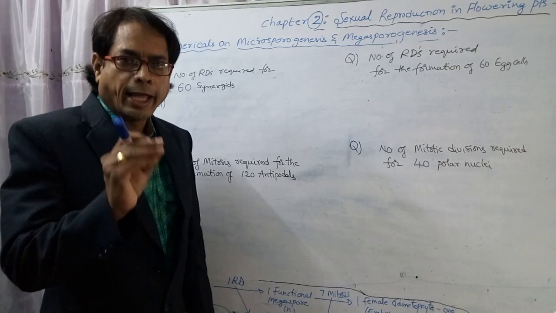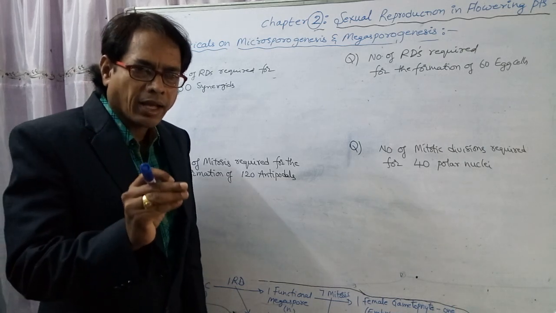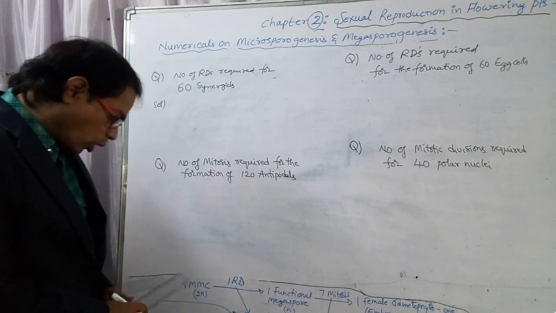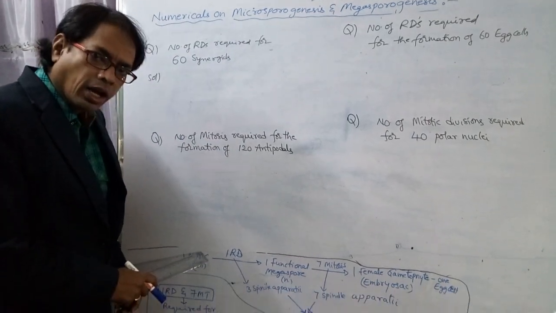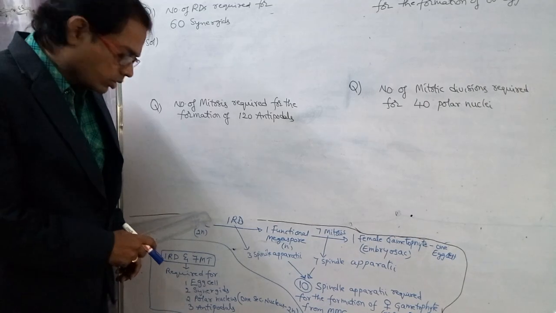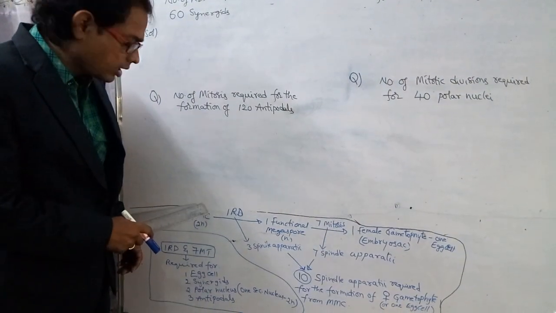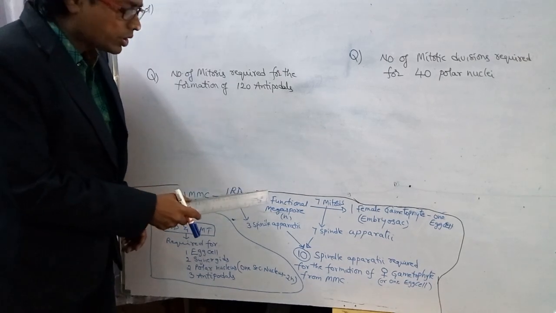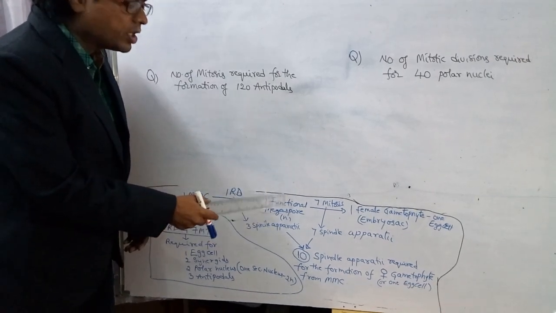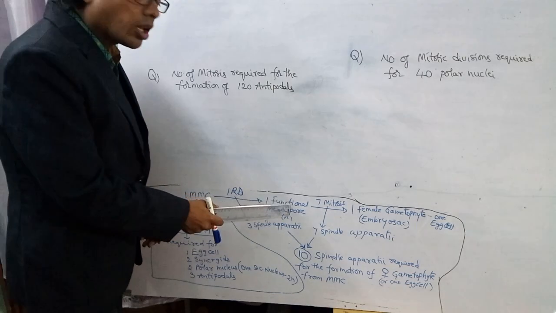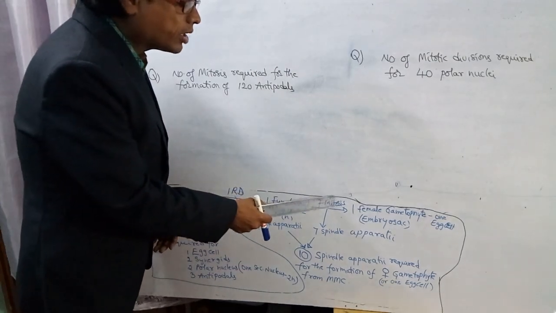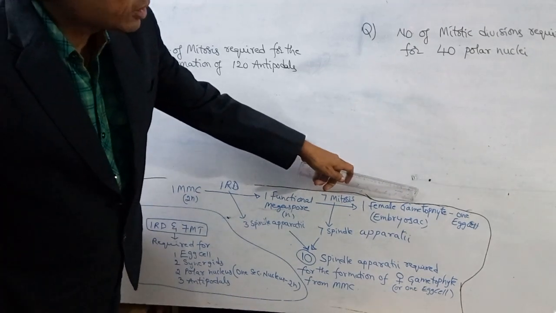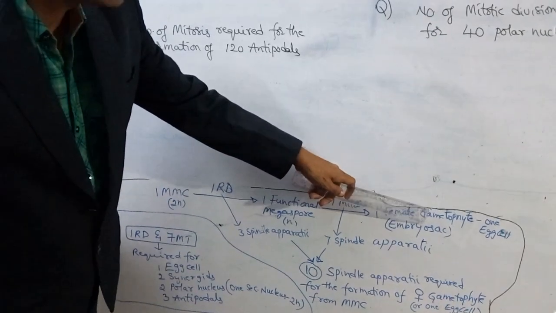Now I am going to explain the megasporogenesis concept. One megaspore mother cell undergoes reduction division and produces only one megaspore, which is functional. This undergoes 7 mitotic divisions and produces the female gametophyte, also called the embryo sac.